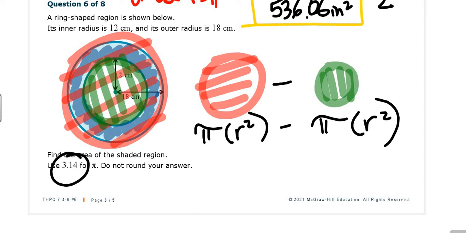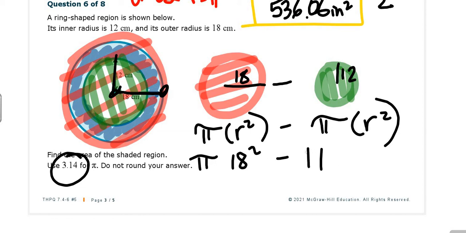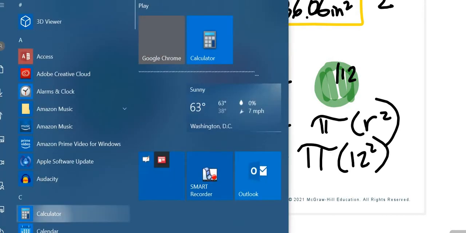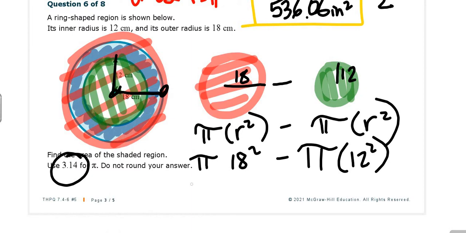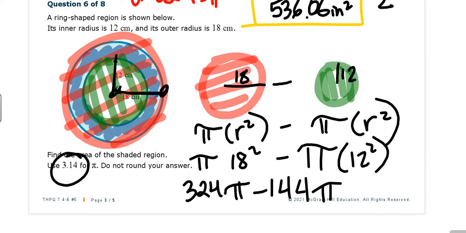So our radius here for the red, we trace it, is 18. The radius of the green is 12. So 18 squared times pi minus 12 squared. So I have 18 squared, it's 324. So I have 324 pi minus 144 pi.